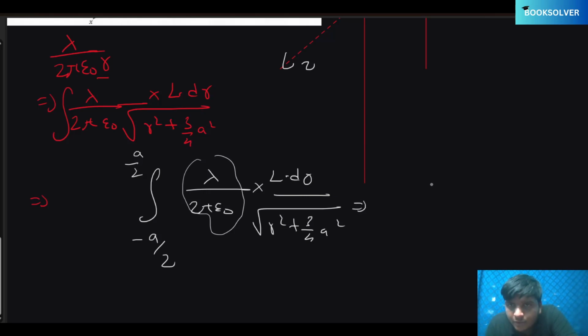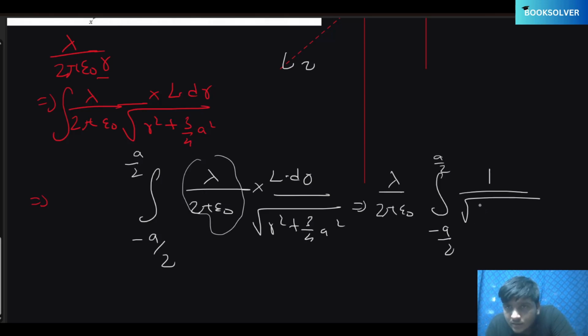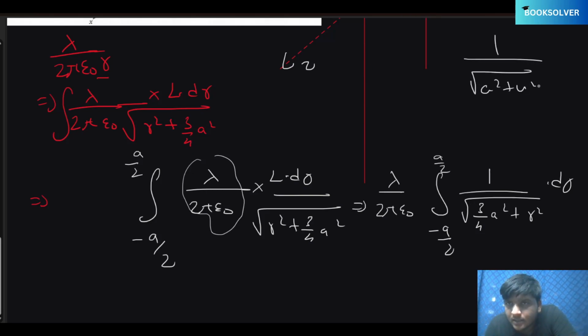So this should be equal to integration from minus a by 2 to a by 2 of lambda by 2 pi epsilon naught, and this integration is nothing but root under 1 by, let's say this is a constant, 3 by 4a square plus r square dr. Okay, basically we have to use the integration of 1 by a square plus x square here. So what is this integration?